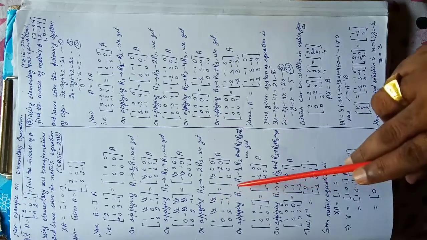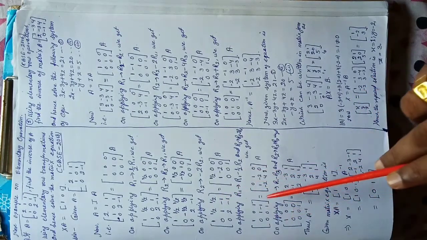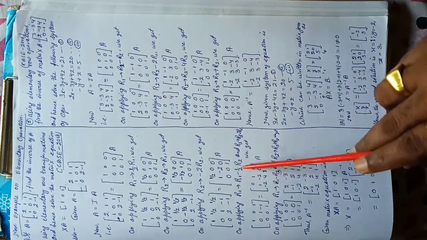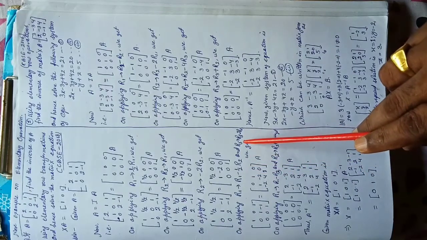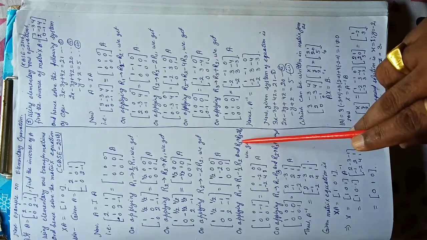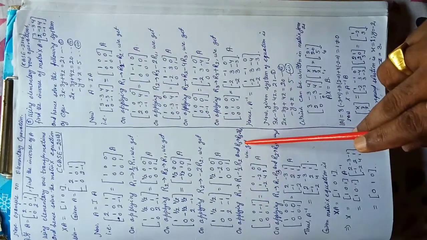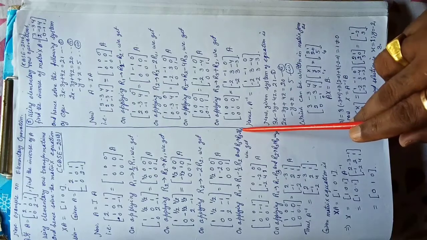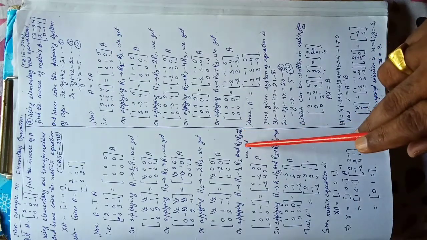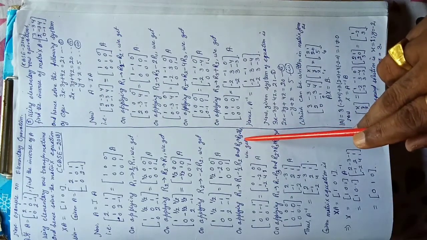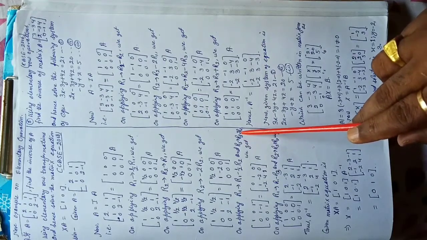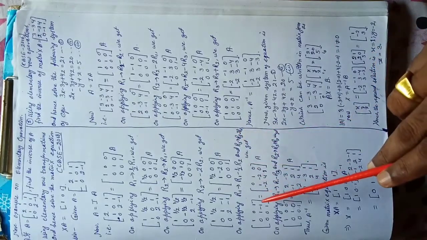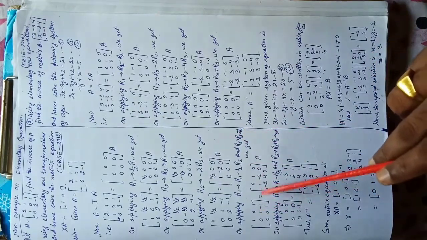Minus 1. So the same operation is applied in this also, and simultaneously we applied one more operation. R3 becomes new because R3 minus twice R1. We have to follow this operation. Then we have this one.